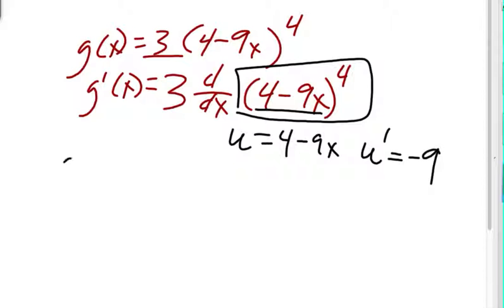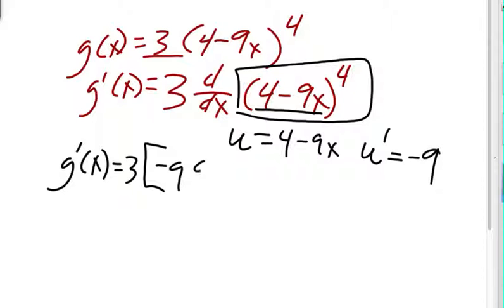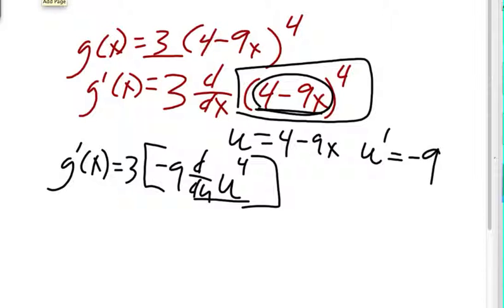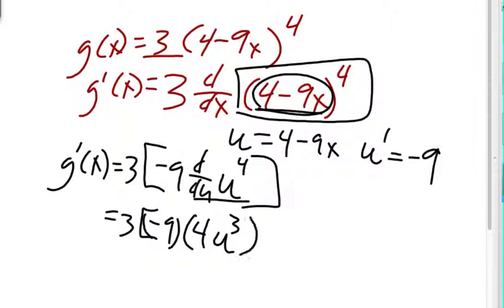So what I've got now then is my g prime of x is going to equal 3 times, and we've got all this mess here. So I'm going to have a negative 9 times d du, and remember I'm going to replace that with a u, times u to the 4th. All right, this is just simple power rule. So now I'm going to have 3 times negative 9 times power rule on this, 4u to the 3rd.